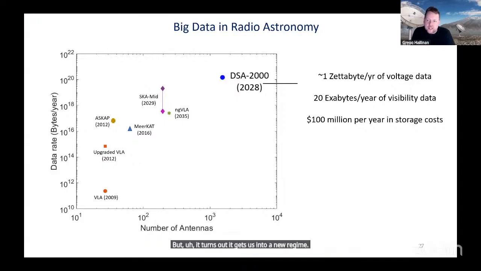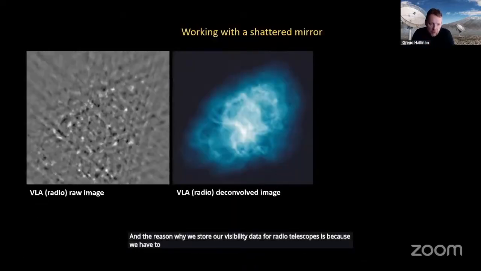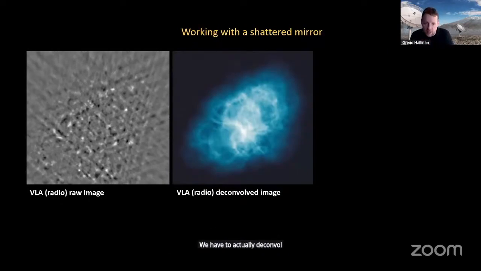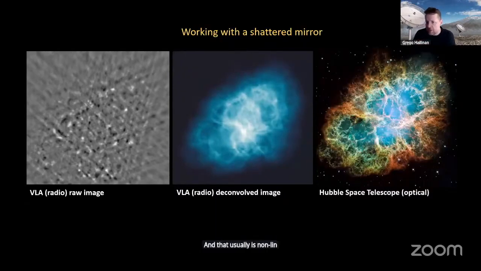And the reason why we store visibility data for radio telescopes is because we have to solve the inverse problem. We have to actually deconvolve data to get a true image. We're solving that inverse problem, and that usually is non-linear. It's not well suited to a deterministic back end.